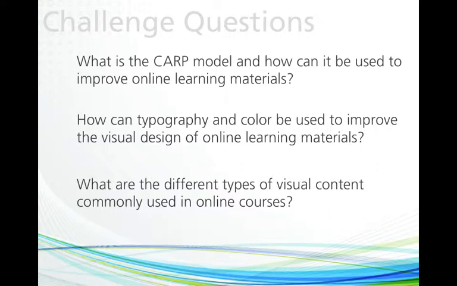We have several guiding challenge questions that we're going to use throughout to guide our learning in this lesson. First, we're going to look at something called the C.A.R.P model, and we're going to see what the C.A.R.P model is and how it can be used in our own practice. Next, we're going to look at how typography and color can influence the visual design of our courses and how just several very simple strategies can be used to improve the visual design in a very drastic way.